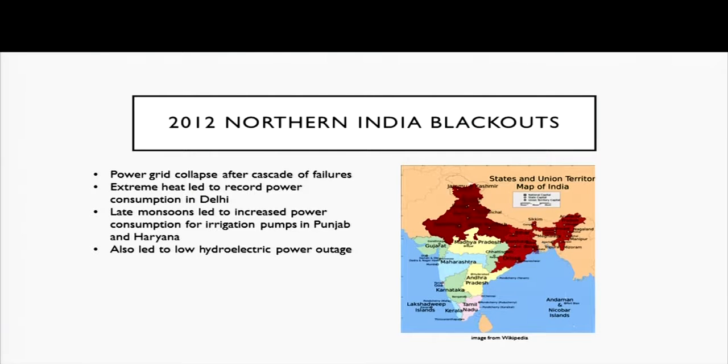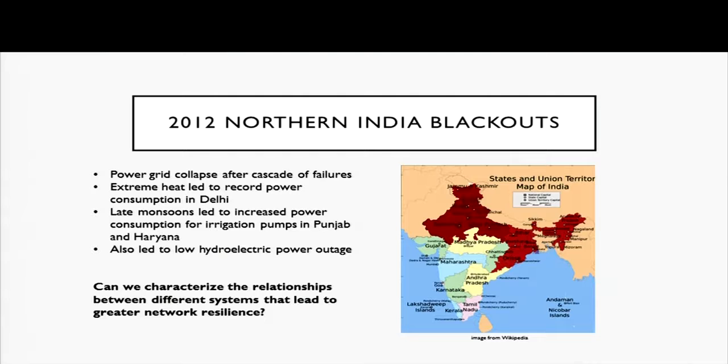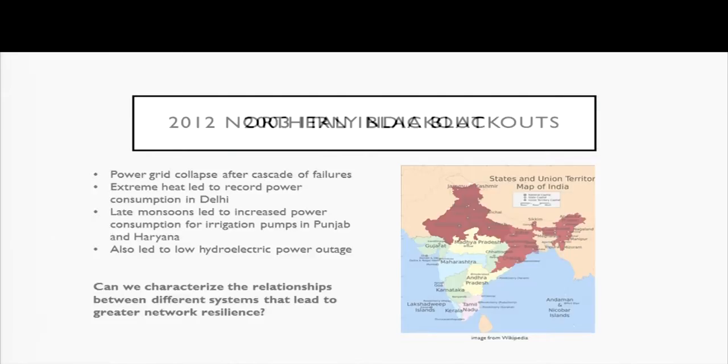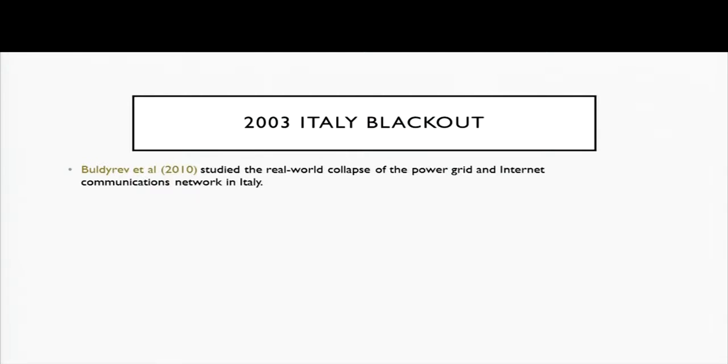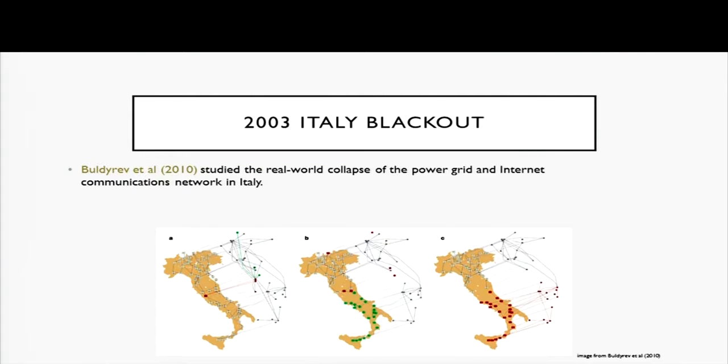So the question we can ask from this is, can we characterize the relationships between these different events that led to such a collapse of the entire network and learn about network resilience from this? In fact, there was another study done a couple of years ago on the blackout in Italy in 2003, which was studied by Boldyrev et al. And they essentially characterized the actual real-world data by modeling it using network science.